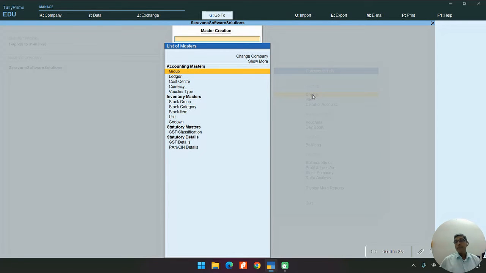So these come under accounting masters. The next is related to inventory. The first one is stock group. It is similar to the grouping under accounting masters. I am going to group the similar stock categories. Then stock category. It is also a part of a stock group.